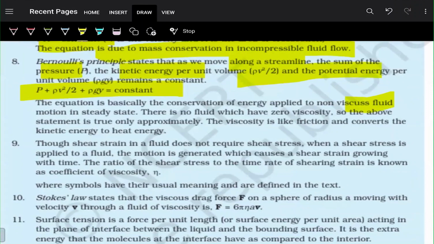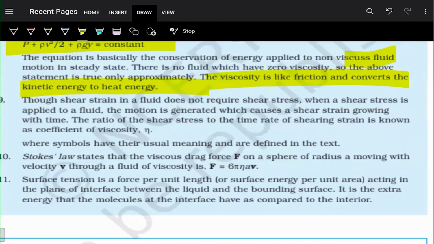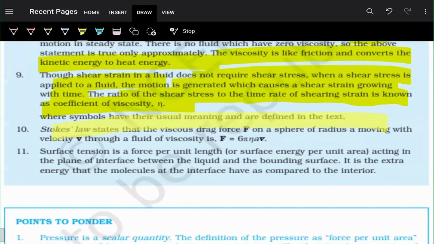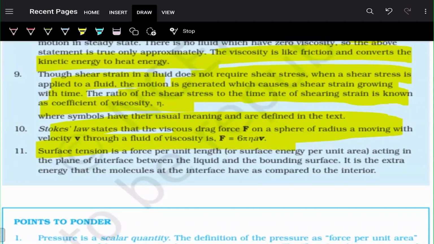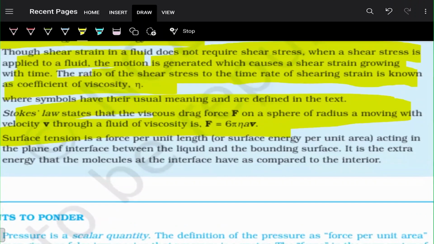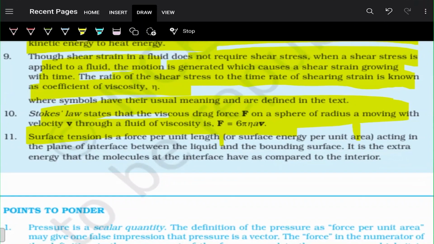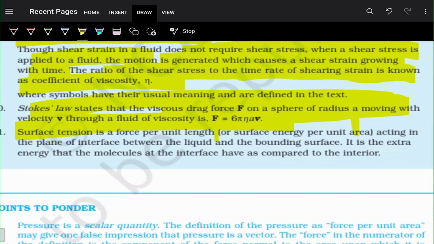Though shear strain in a fluid does not require shear stress. When a shear stress is applied to a fluid, motion is generated, which causes a shear strain growing with time. Actually, the ratio of shear stress to the time rate of shearing strain is known as the coefficient of viscosity, eta. Next, Stokes' law: drag force F is equal to 6 pi eta a v. Stokes' law states that the viscous drag force F on a sphere of radius a moving with velocity v through a fluid of viscosity eta is F equal to 6 pi eta a v, where eta is the coefficient of viscosity, a is the radius of the sphere, v is the velocity of the sphere.